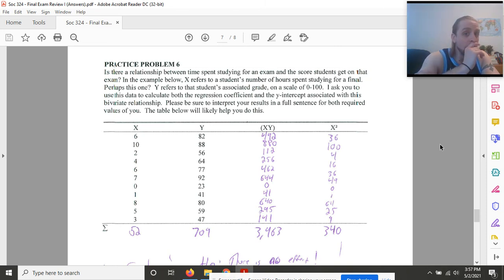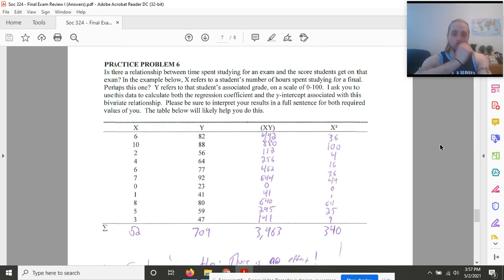So X refers to a student's number of hours spent studying for a final. Y refers to that student's grade on a scale of 0 to 100. What I'm asking you to do is to use this data to calculate the regression coefficient and the Y-intercept associated with this bivariate relationship. And this table should look kind of familiar. X, Y, and XY. The only thing missing is Y squared.